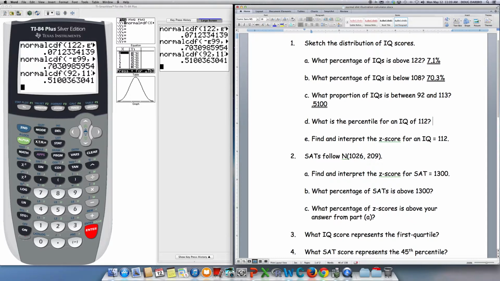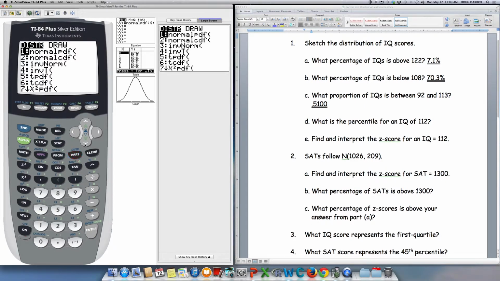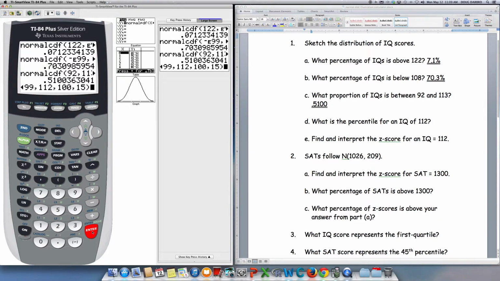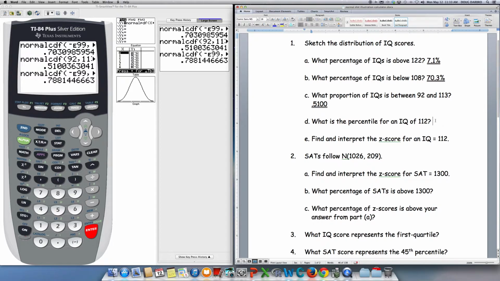Okay, part D, what is the percentile for an IQ of 112? Well, guys, percentile is just percent below. So again, it starts with a P. Use your P key. Percent below would go from -E99 up to the score, which is 112. And we will get the percent below. The only difference in percentile ranking and percent below is the way we report our answer. So our percentile ranking would be the 79th percentile.